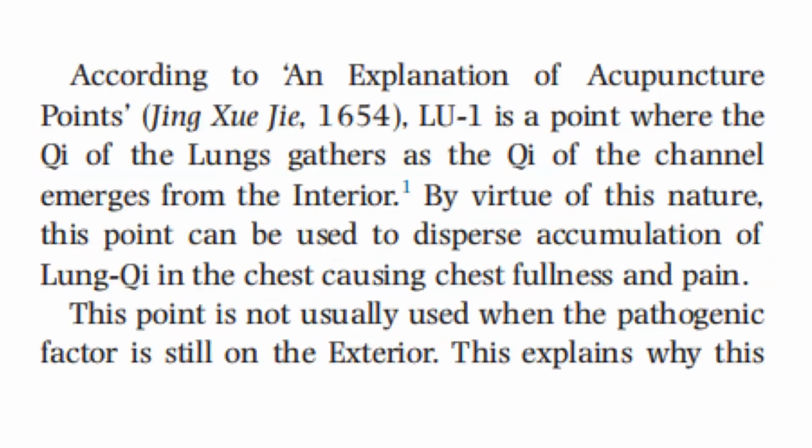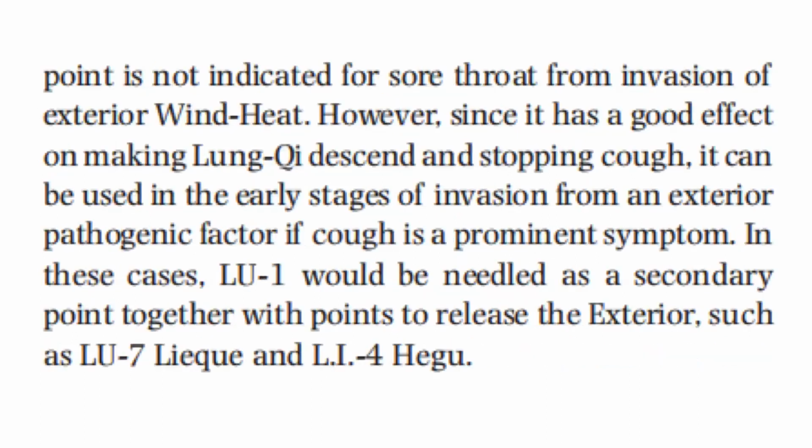According to the book, An Explanation of Acupuncture Points by Jing Shi-Chia in 1654, lung 1 is a point where the qi of the lungs gathers as the qi of the channel emerges from the interior. This point can be used to disperse accumulation of lung qi in the chest, causing chest fullness and pain. This is not usually used when the pathogenic factor is still on the exterior. So we only use this when the pathogenic factor has interiorized. This explains why lung 1 is not indicated for sore throat from exterior wind heat invasion.